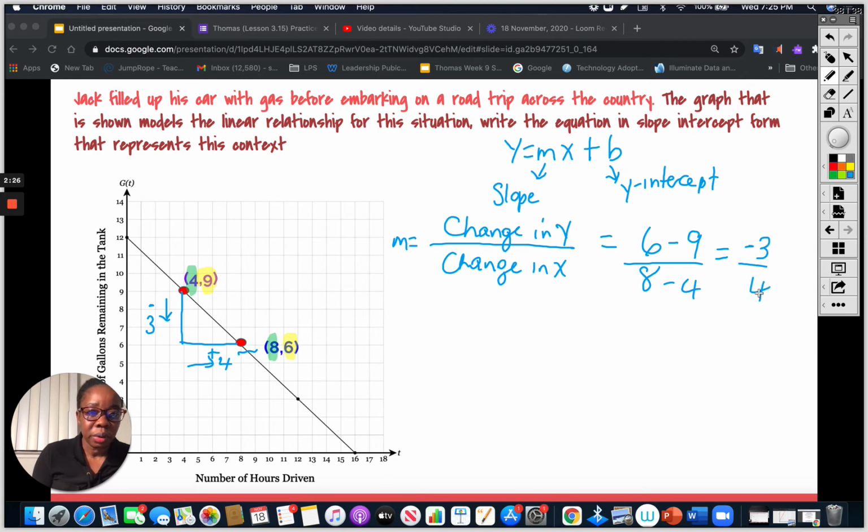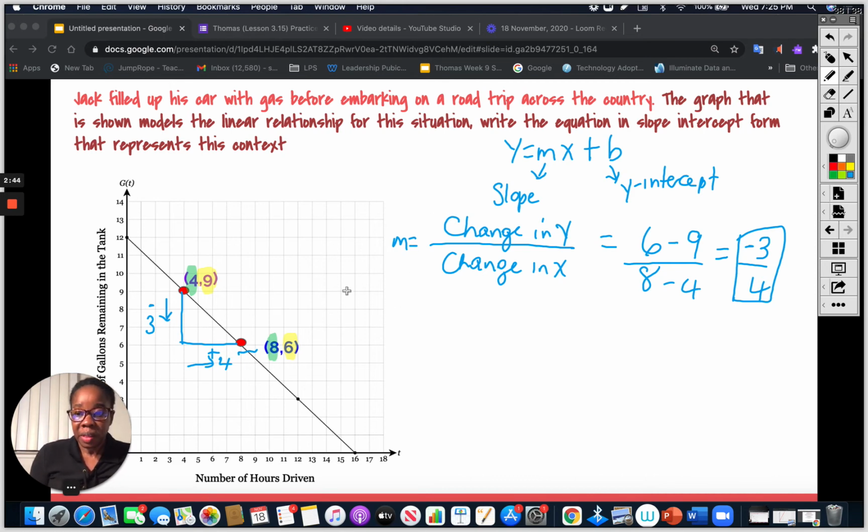8 minus 4 is 4. So you notice we're getting the same value that we had on the graph just by counting the squares. But we got to be careful with the scale. This doesn't always work because sometimes it's not increasing by 1 at all times.